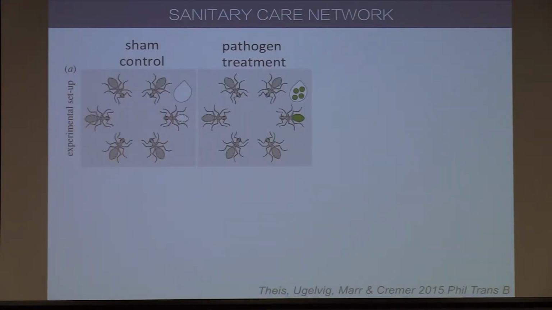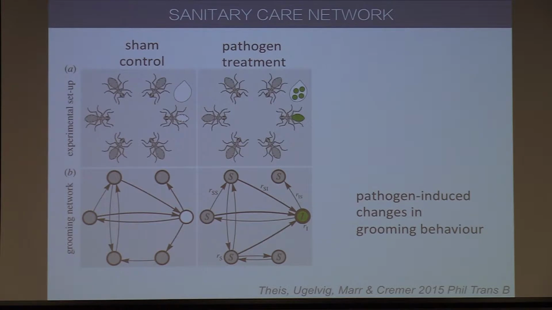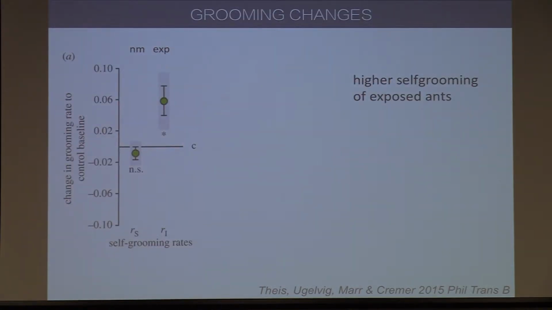So what we do is that we have this experimental setup, and then we create something like grooming networks. Self-grooming is shown as a circle around the individual, which is increased when you have a pathogen exposure, and we can also have directed networks: who grooms whom and at what intensity. What we then observe are pathogen-induced behavior changes in grooming that we can visualize here as the change in grooming compared to the time before exposure.